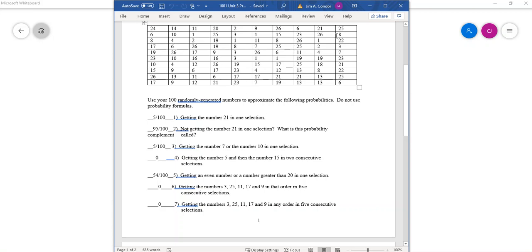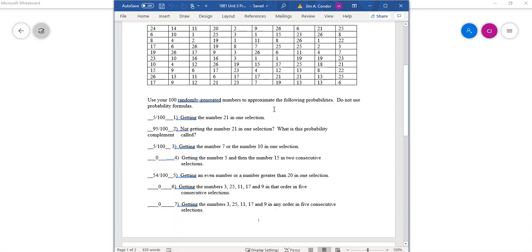So here's all our 100 numbers. It says, don't use probability formulas. In statistics, we don't really use a bunch of probability formulas. We look at our data and see what the data is telling us. And that's a lot better way to approach doing statistics. So number 1 says, get the number 21 in one selection. So what's the probability of coming up with the number 21 in one selection?